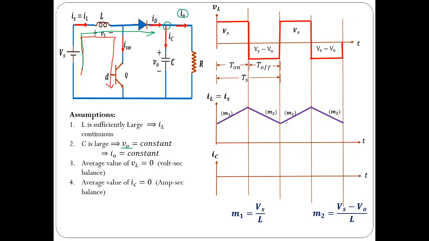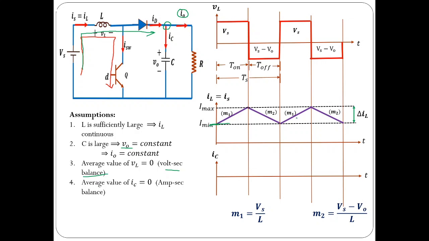During the on period the current would rise, and during the off period the current would fall. Because of volt-second balance, the average value of voltage across the inductor is 0. There won't be any net rise in the current after completion of one period. Whatever the current it starts with, let me take it as I minimum, it starts at I minimum during the on period, rises to the maximum value, and again during the off period it falls to I min.